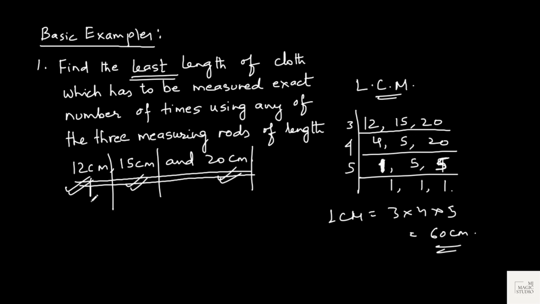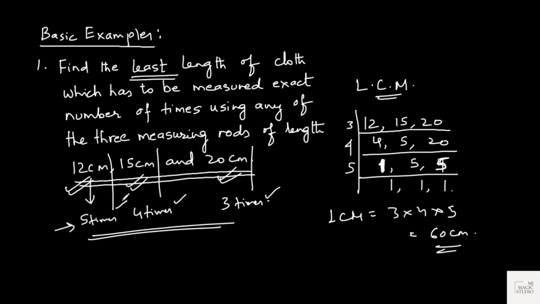If they ask you how many times it can be measured by a 12 centimeter scale, then it would be 60 by 12, that is 5 times we require. For 15, if we are measuring this with a 15 centimeter scale, we require it 4 times. And with a 20 centimeter scale, we would be requiring this 3 times. We can see questions based on these also, where we need to find these values also. We will see in some next example. But this is a simple question where we are using LCM.